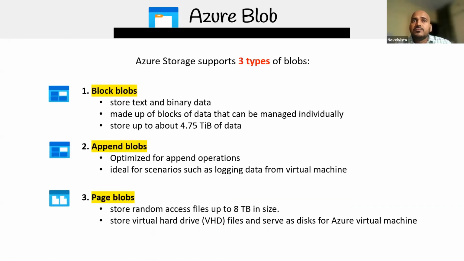Blobs are of two types. There is one more type of blob which we don't primarily use. So blob, as I said, is basically any text and binary data, and the maximum size is 4.75 terabyte. And page blob is any random access files like VHDs, which is maximum 8 terabyte in size. And append blob is basically for append operations and ideal for scenarios such as logging data. Any log data, you basically put in an append blob. So Microsoft manages it.